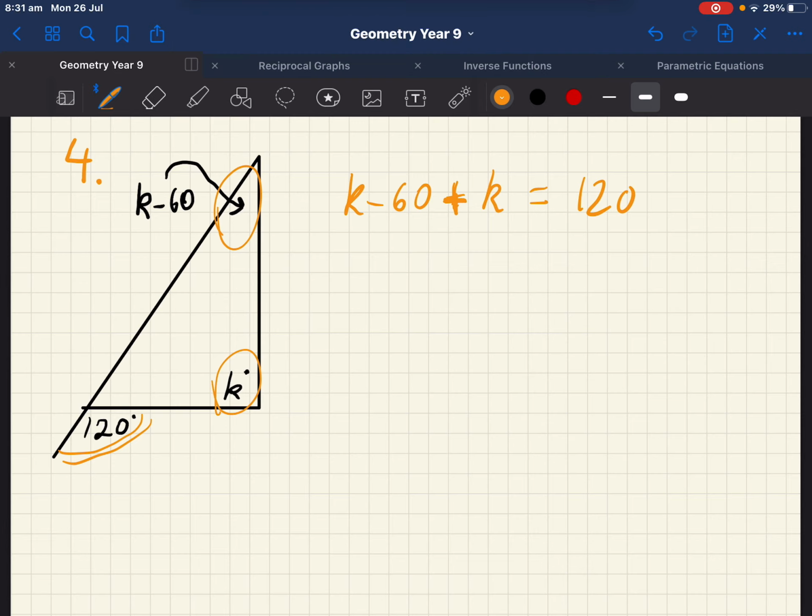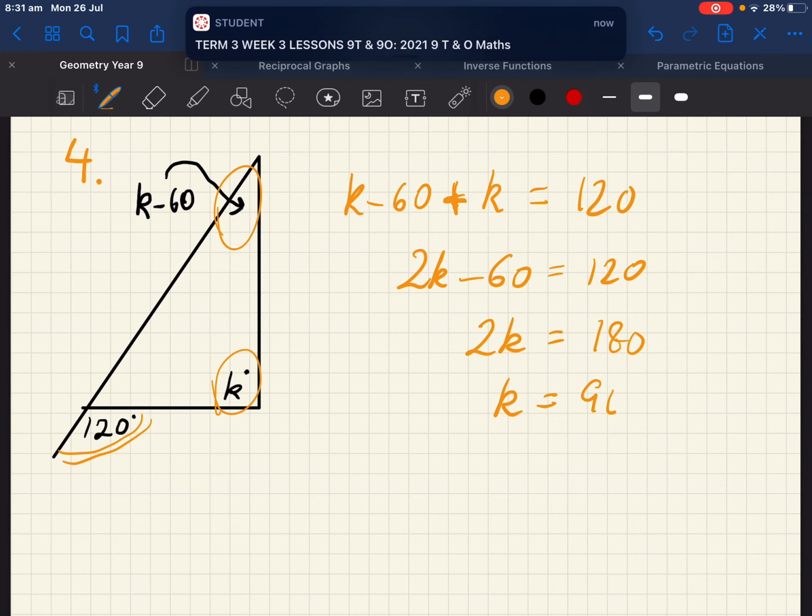We have our equation. Let's go ahead and simplify it. K plus k, we have two lots of k. We've got this minus 60 here, and it's equal to 120. And again, we're just going to solve this equation like we always do. How do we get rid of a minus 60? We're going to add 60. How do we get rid of this times by 2? We're going to divide by 2.